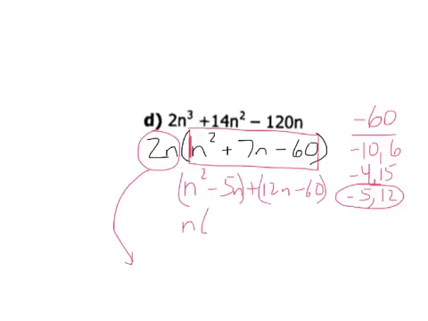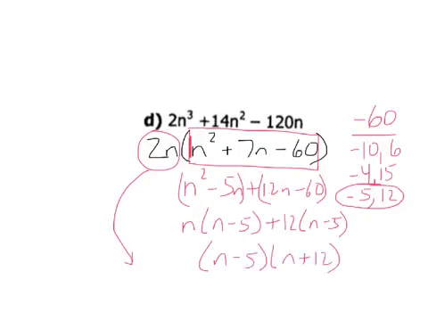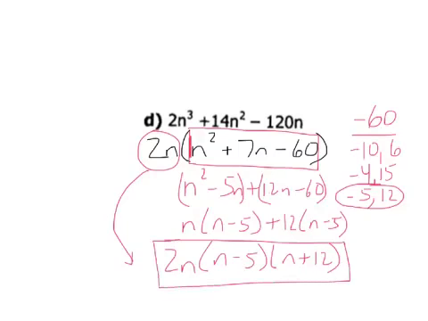Take an n out, n minus 5. Take out a 12, n minus 5. And so now I'm going to have n minus 5, n plus 12. But like I said, that GCF you take out at the beginning is always going to be in your final answer. You just have to remember to put it in at the end. So those three things are being multiplied to get what I started with.